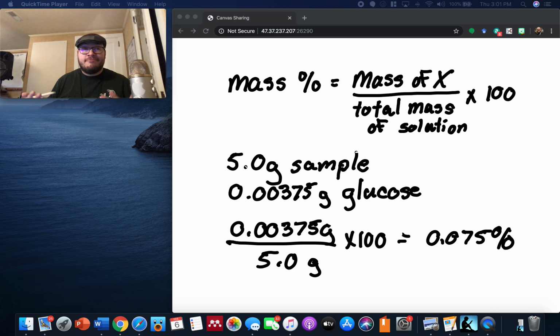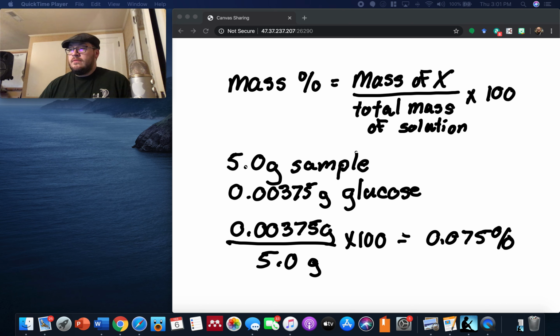Volume percentage works the same way as mass percentage. You just do it the other way around. You take the volume of the solute divided by the volume of solution, and you get the volume percentage. So I'm not really going to cover that one. It's very similar to mass percentage. Now you're just using volume.